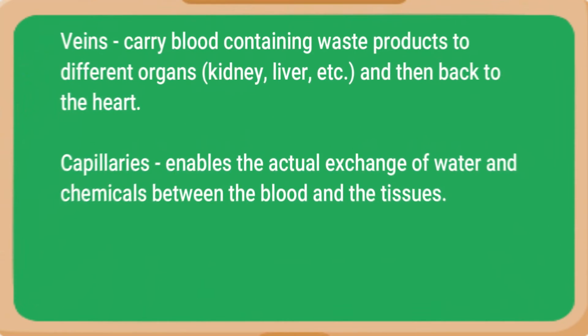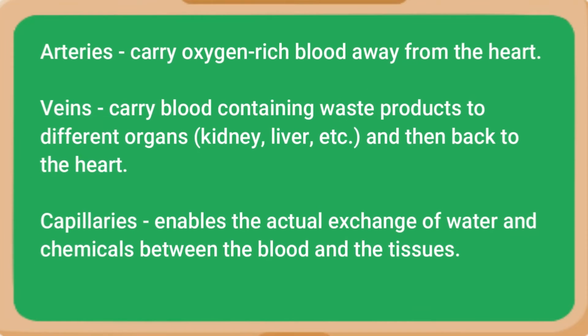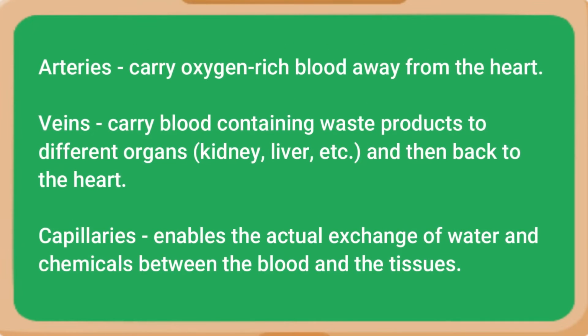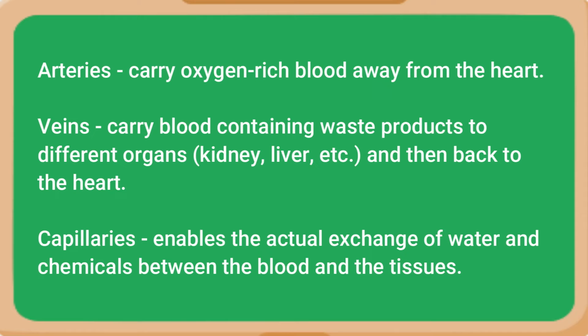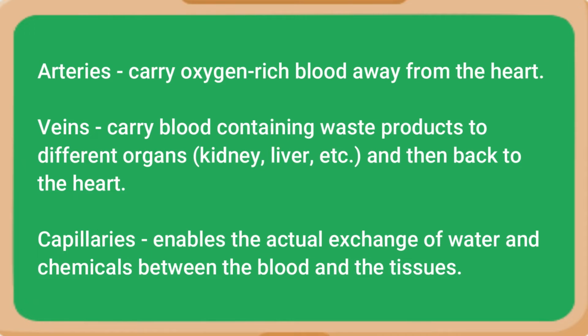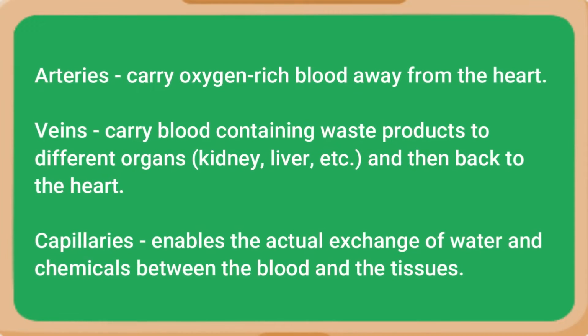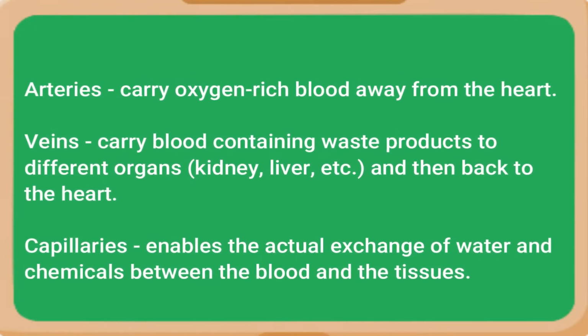First one is arteries. Arteries carry oxygen-rich blood away from the heart. We have veins. Veins carry blood containing waste products to different organs like kidney, liver, and etc. and then back to the heart. And lastly, capillaries. Capillaries enable the actual exchange of water and chemicals between the blood and the tissues.